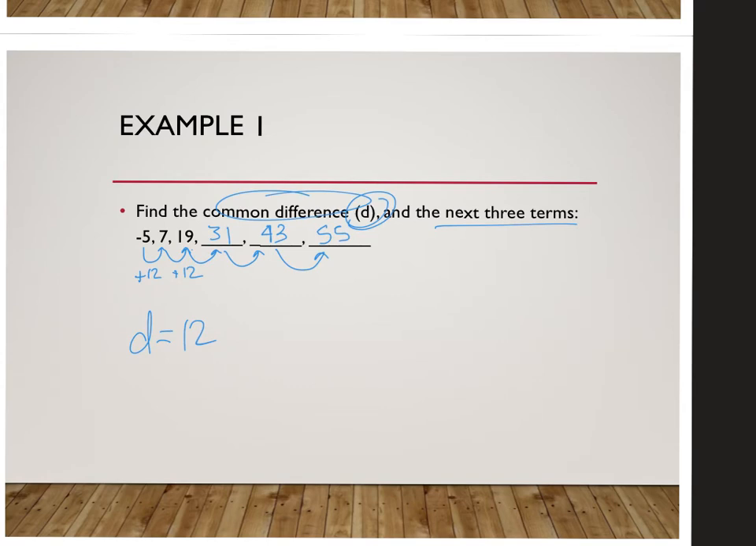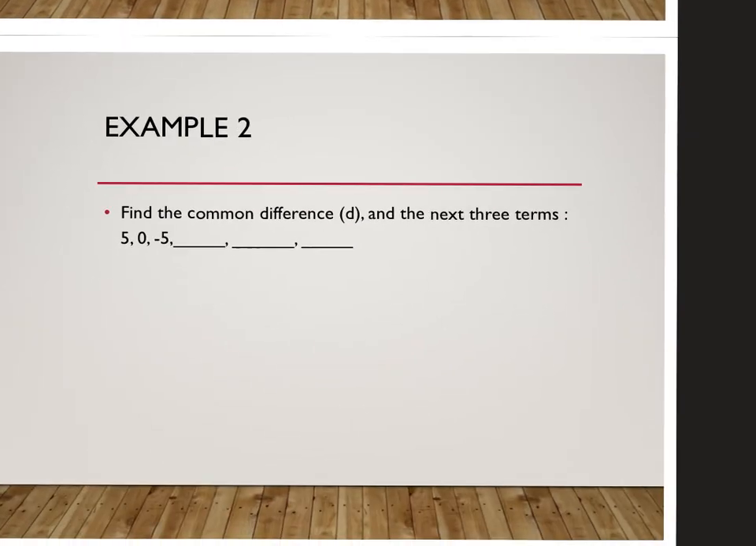All right, let's try another one. Scooting it on up. Again, the questions are worded the same, and I just have to figure out what D is, the common difference, and the next 3 terms. To get from 5 to 0, I have to subtract 5. To get from 0 to negative 5, I subtract 5 more. So D is negative 5. It's totally fine for the difference to be negative. If I continue that pattern, I subtract 5 more, subtract 5 more, subtract 5 more.